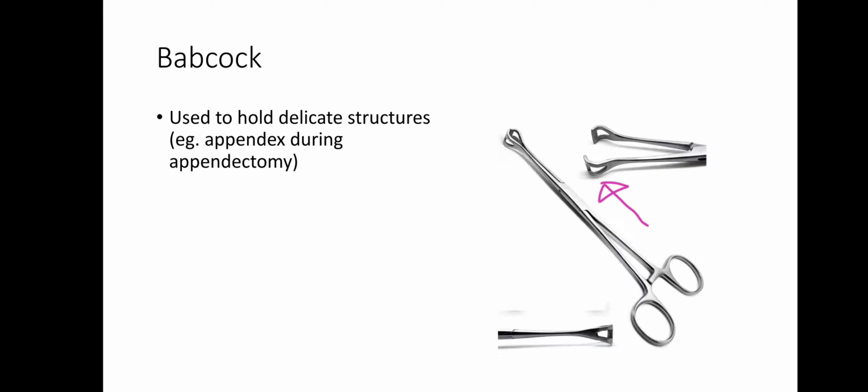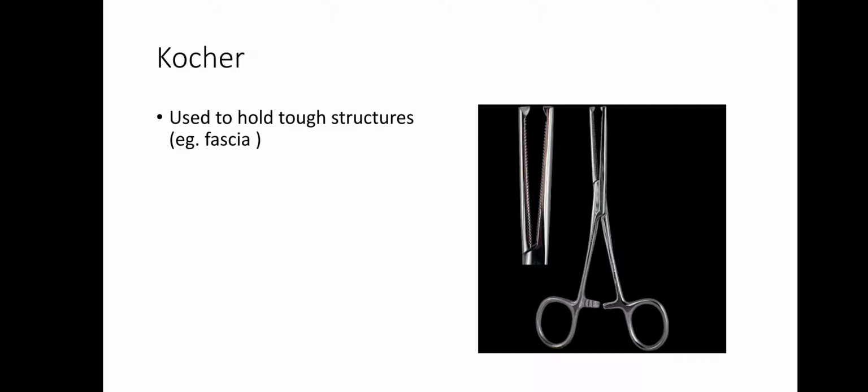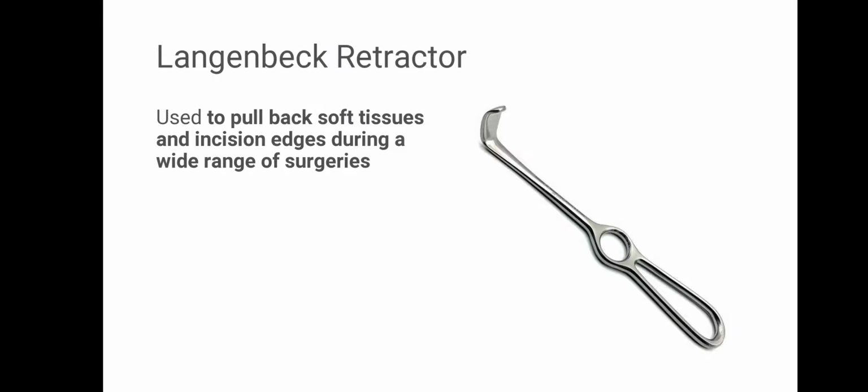Babcock forceps used to hold delicate structures, for example, bowel tissue. Kocher forceps used to hold tough structures, for example, fascia during abdominal wall closure. Langenbeck retractor. Used to retract wound edges for better visual access.